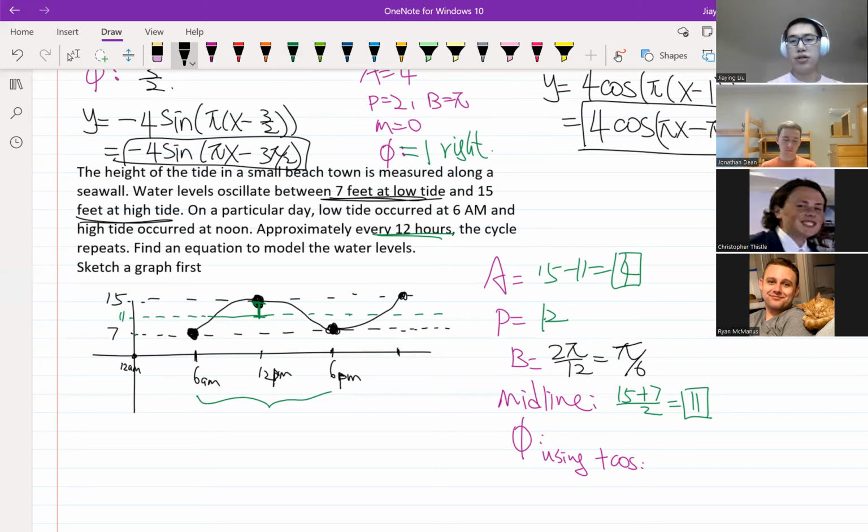What about phase shift? Well, for phase shift, we're going to use positive cosine. So positive cosine always starts with the highest value, and it's going to go down as we move towards the right. And that exact point is this point right here at noon. So that's the highest point, and it's going to go down from there. So that's my starting point, and it's being shifted from the y-axis to 12 p.m. So that's going to be 12 units to the right. Any questions about finding those values?